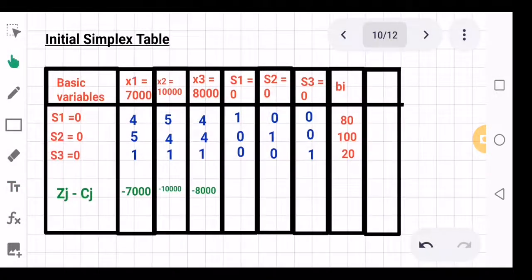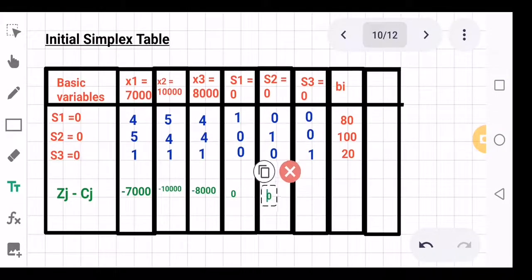Now similarly you have to do for all these things. 1 into 0 plus 0 into 0 plus 0 into 0 minus 0 is equal to 0. That's how we get a 0 over here.